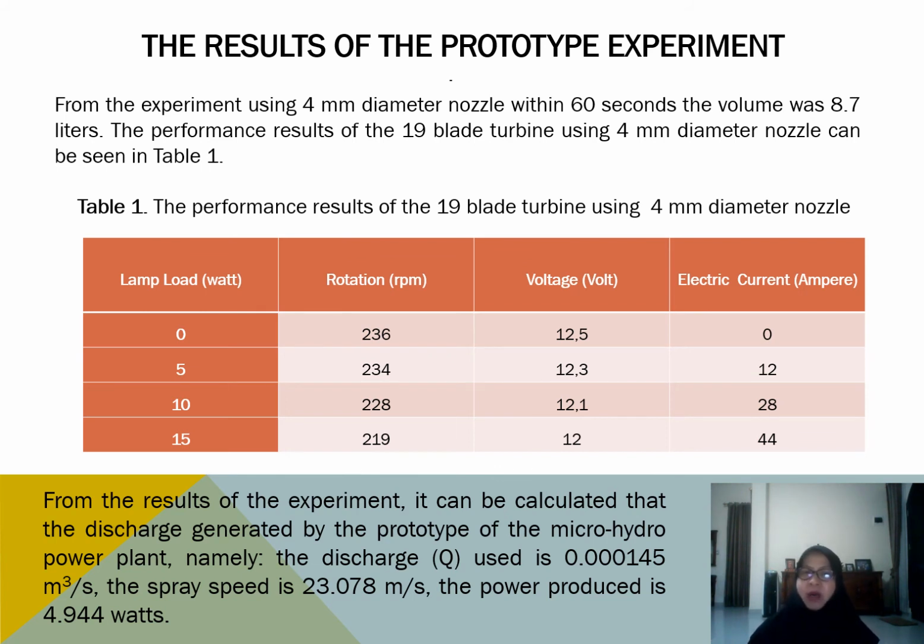From the result of the experiment, it can be calculated that the discharge gained by the prototype of the microhydro power plant, namely discharge used, is 0.0000145 meter cubic per second. The spray speed is 23.078 meter per second, and the power produced is 4.944 watts.